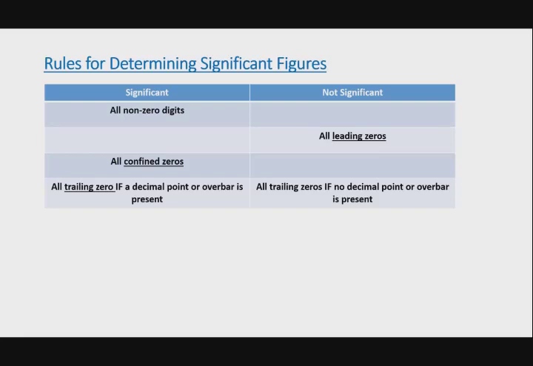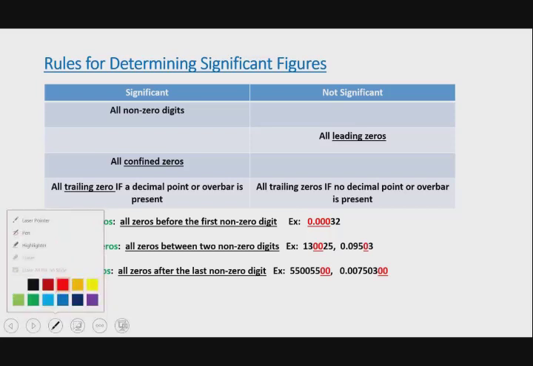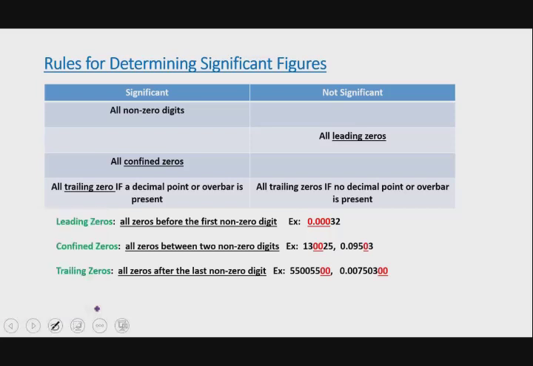The rules are: all non-zero digits are always considered to be significant figures. Zeros may or may not be, depending on the category they belong to. Zeros can either be leading zeros. Those are the zeros that are in front of the first non-zero digit, and leading zeros are never significant figures. They're important as placeholders, but they are not important as far as error is concerned.